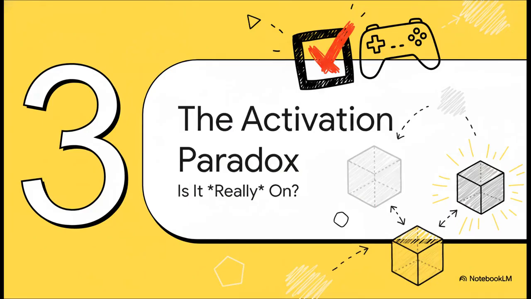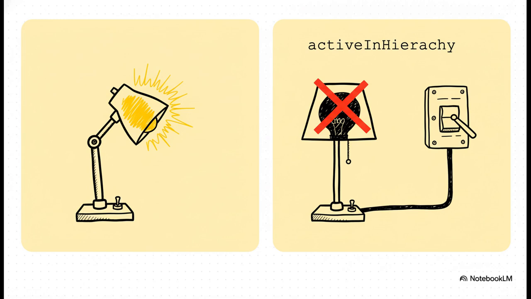All right, next section. The activation paradox. This is a big one. Just because you look in the inspector and see that little checkbox ticked for an object doesn't actually mean it's running or even visible in your game. This whole area is a huge point of confusion, and the exam loves to test it.